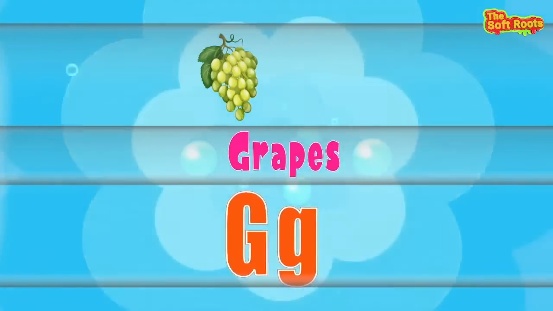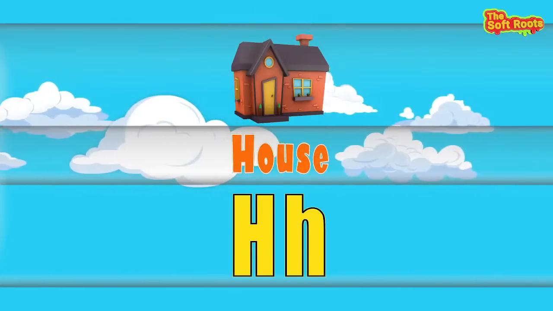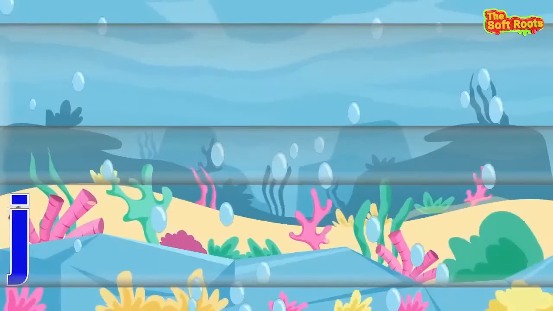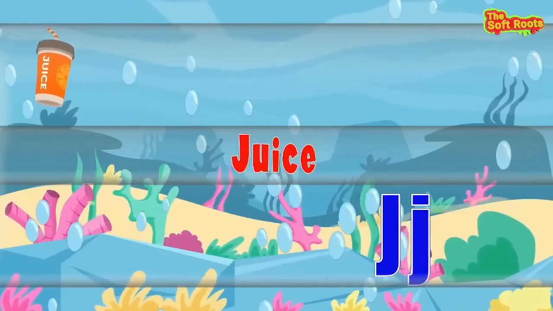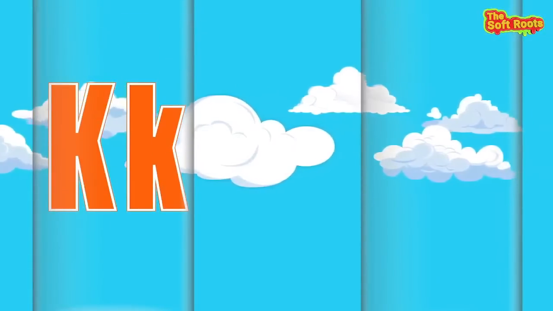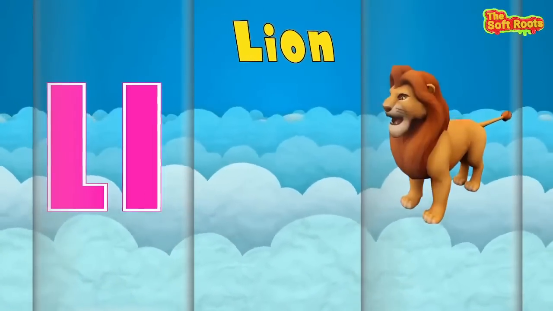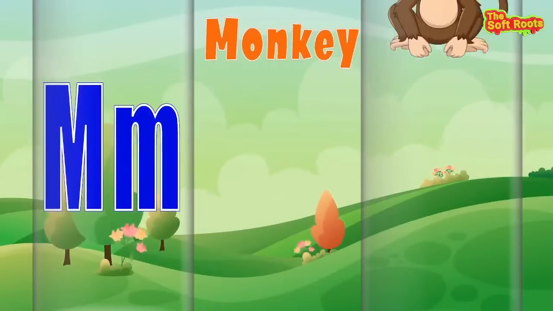G is for grapes. H is for house. I is for iguana. J is for juice. K is for kangaroo. L is for line. M is for monkey.